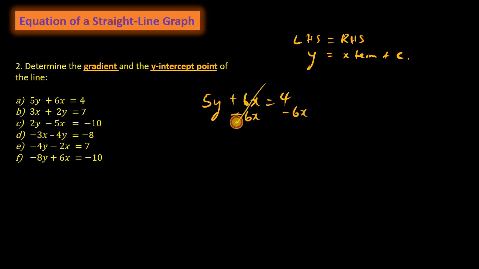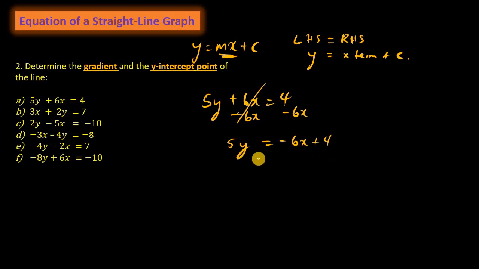So 6x will cancel by subtracting 6x from positive 6x. That leaves us with 5y equals, now it's nice to put the x term first based on the setup for the equation of a straight line, y equals mx plus c. The x term comes right after the equal sign, so we want to write that negative 6x right after the equal sign. And the plus 4, which is a constant without the variable x, goes right after.